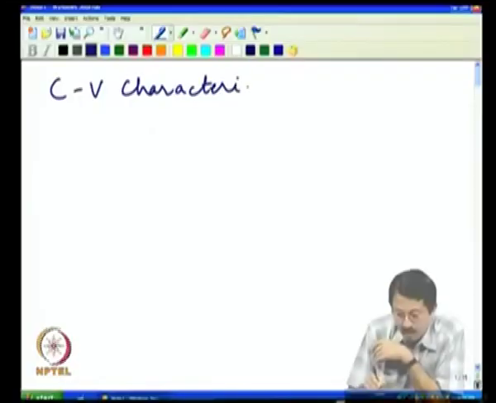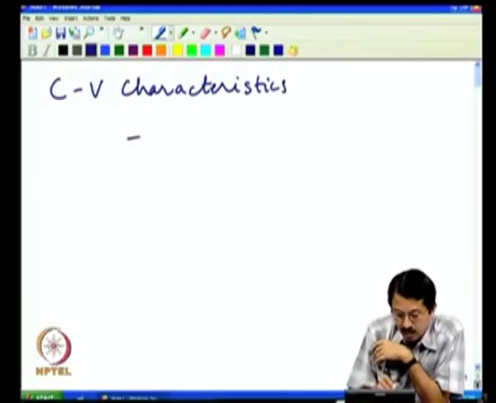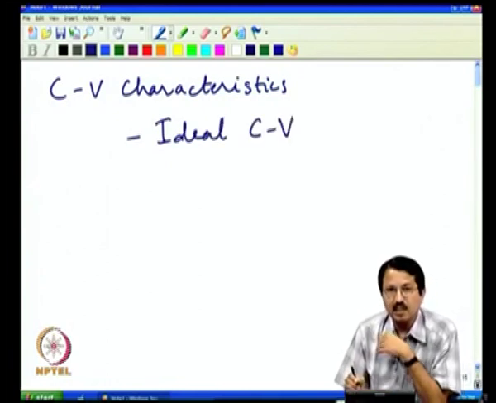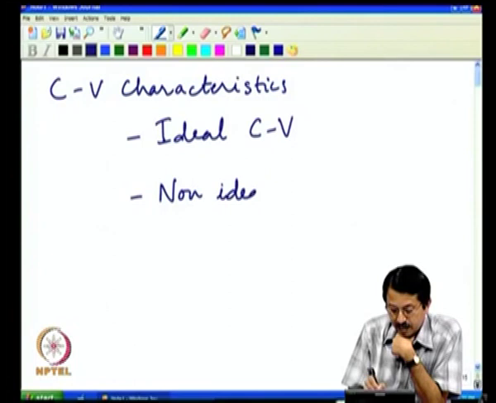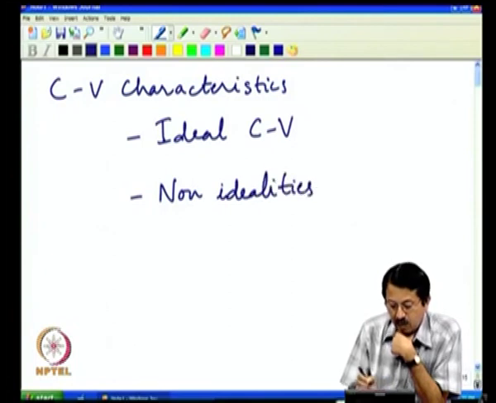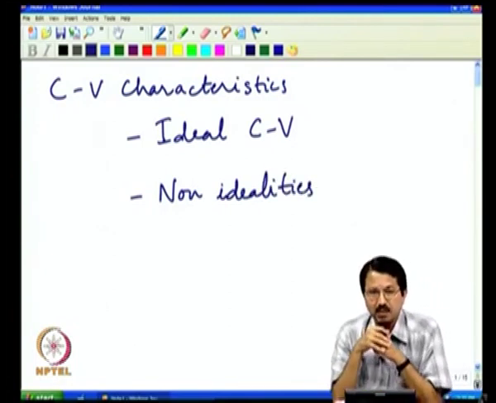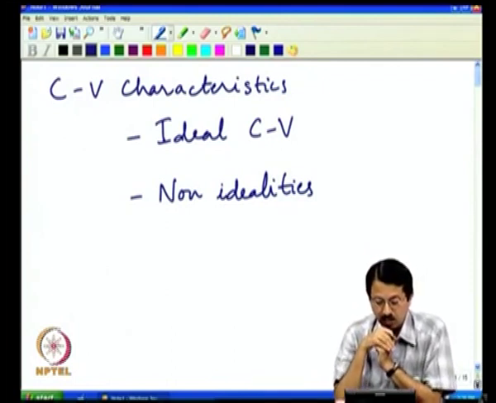So, today we will look at capacitance voltage characteristics of MOS capacitors. First we will consider an ideal MOS capacitor, and hence we will first consider ideal CV characteristics, and then we will consider a whole range of non-idealities that one may encounter in capacitance voltage characteristic of MOS capacitors.